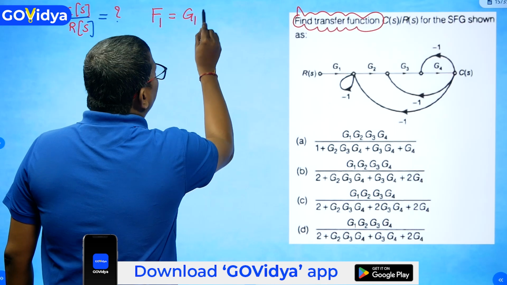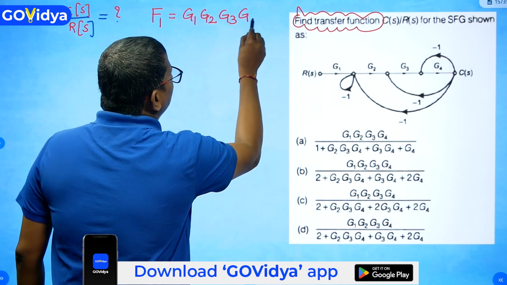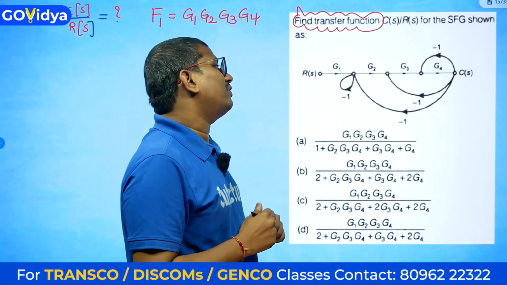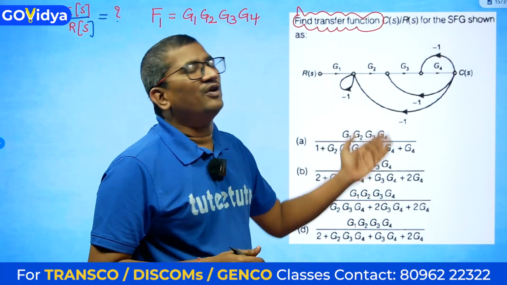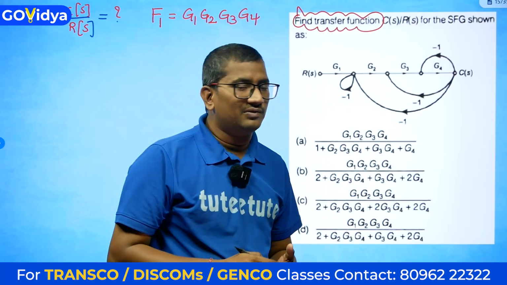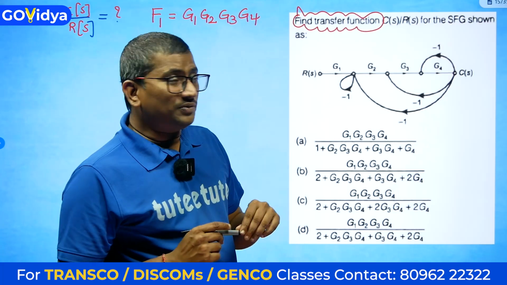G1, G2, G3, G4. This is the only forward path. But is there any other forward path? No. Now tell me, only one forward path is there. What is the obvious value of delta 1? The obvious value of delta 1 is 1. Delta 1 value will be 1. And now what about the loops? How many loops are there?